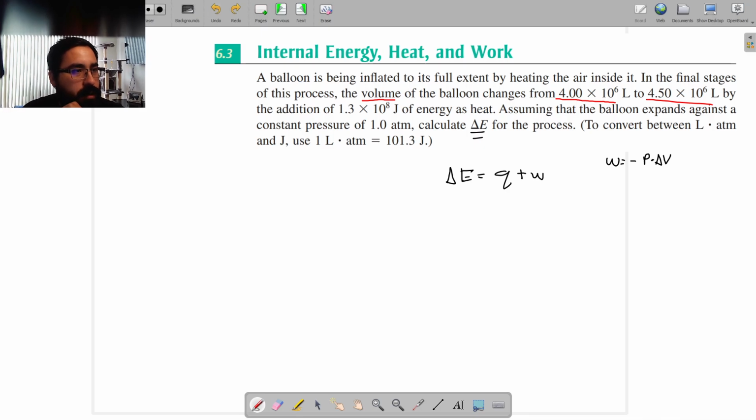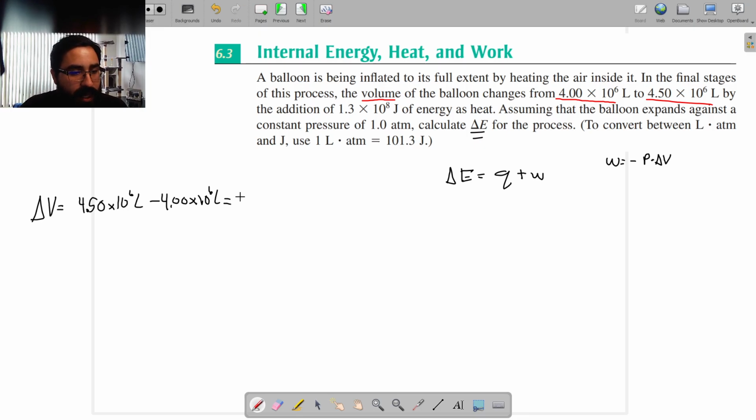Not red. So our delta V, people, side note, if you ever find a software that's nicer than this, which I'm sure there are, let me know, especially if it's free, because I love free. Free's my favorite thing. 4.50 times 10 to the 6 liters. That is our final volume, and the initial volume was 4.00 times 10 to the 6 liters. And luckily, this is just some mental math.